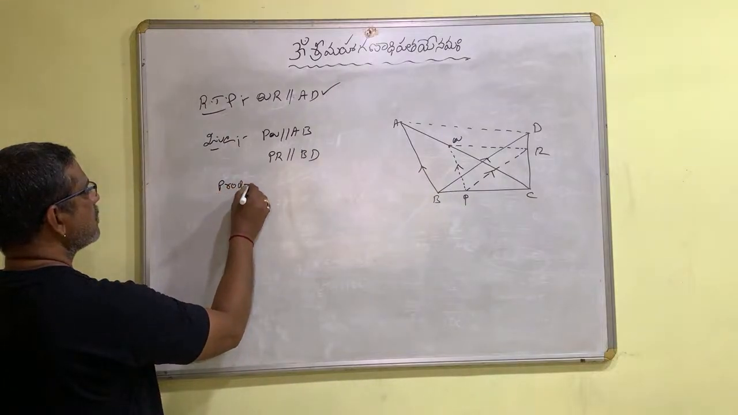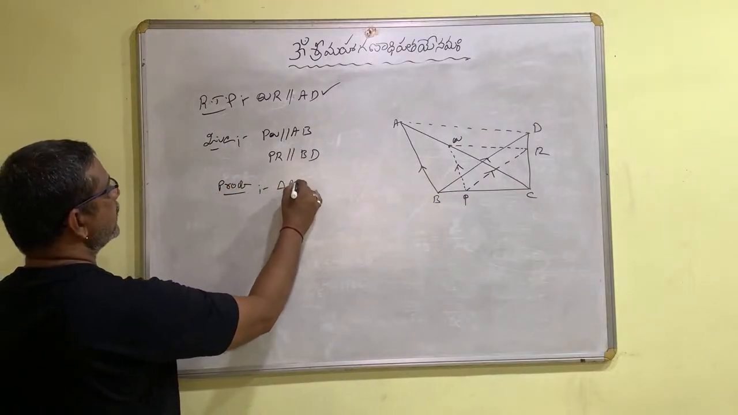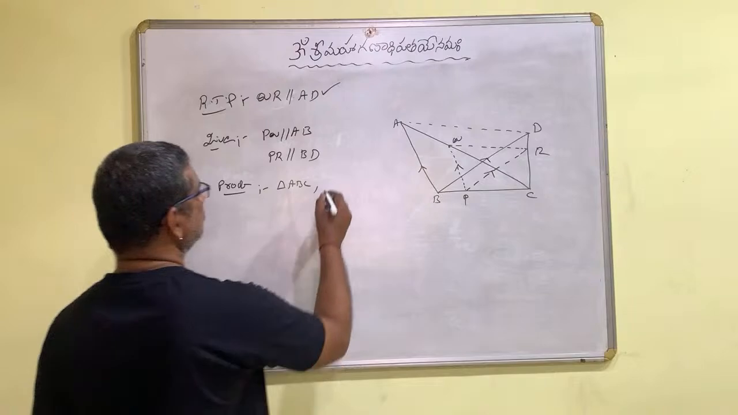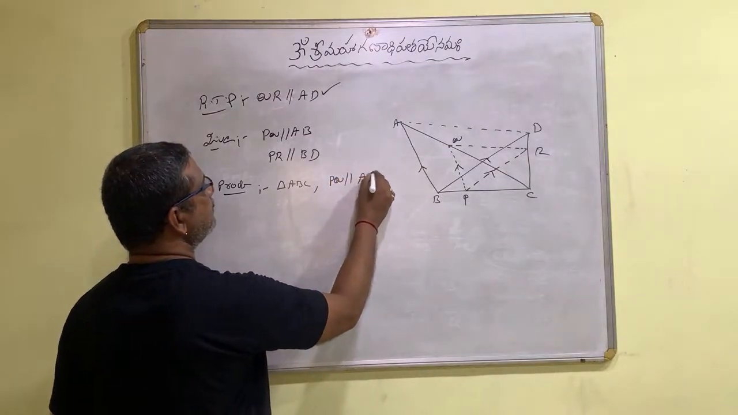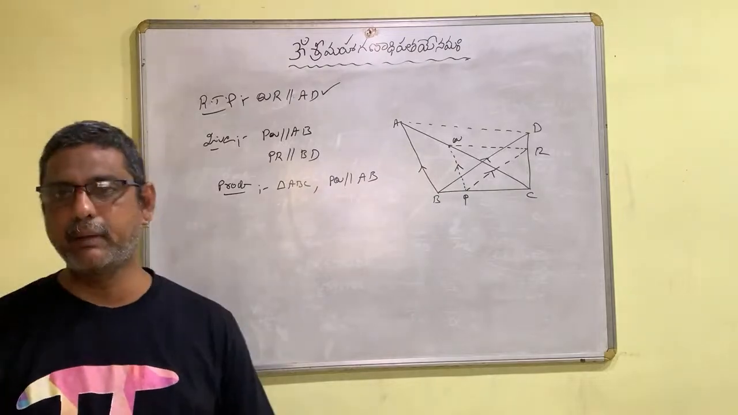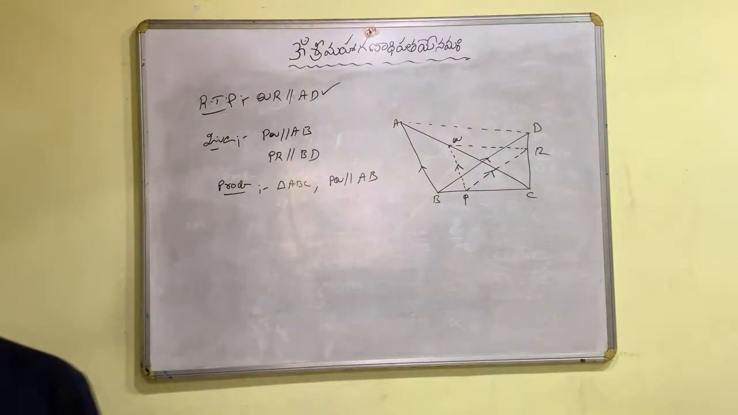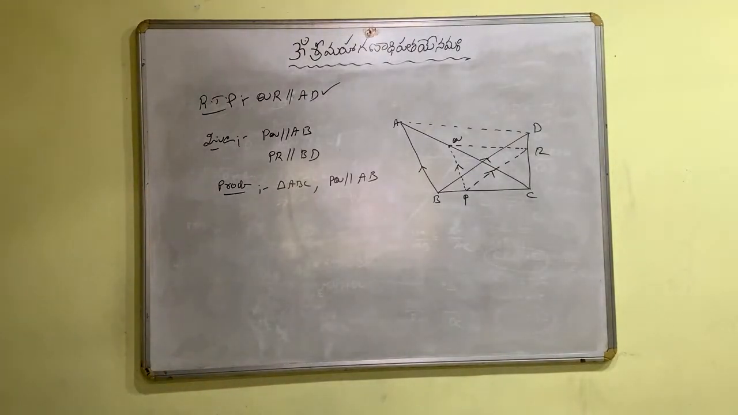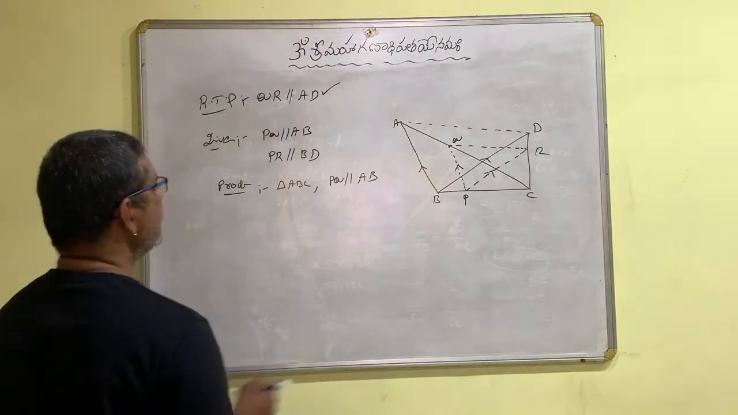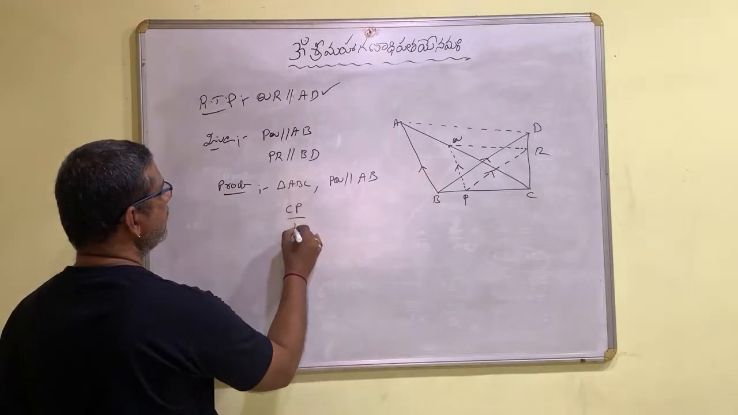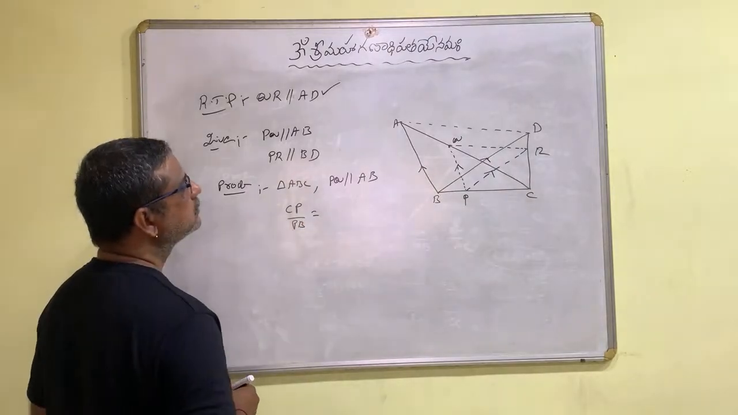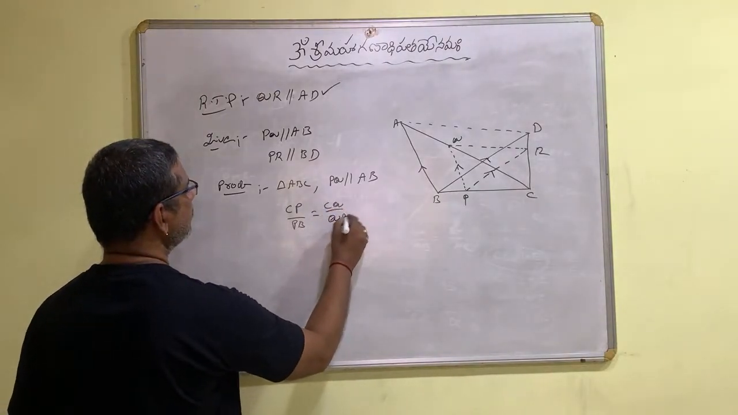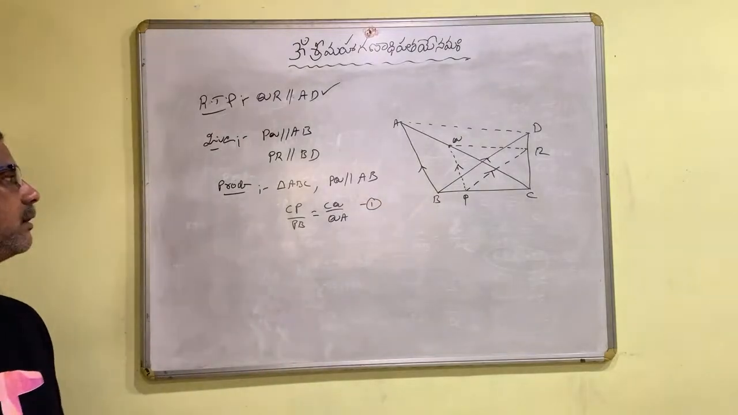Proof. Consider triangle ABC. PQ parallel to AB, or BA, whatever it may be. So by basic proportionality theorem, CP by PB is equal to CQ by QA. Let it be 1.